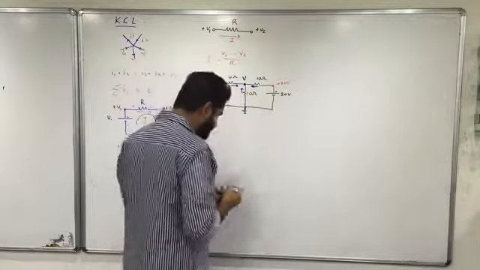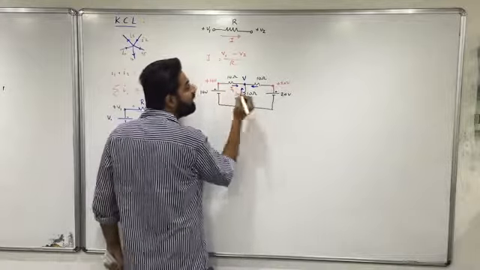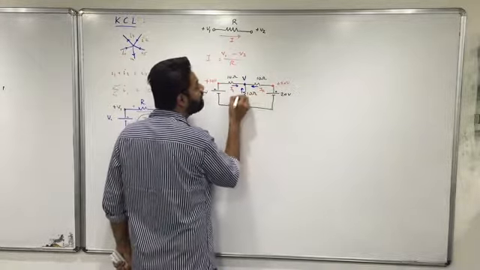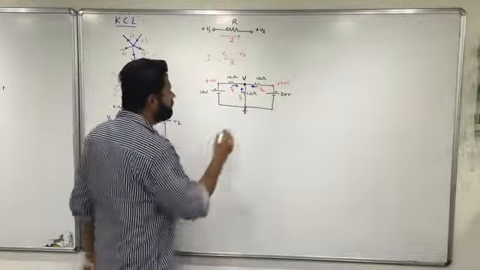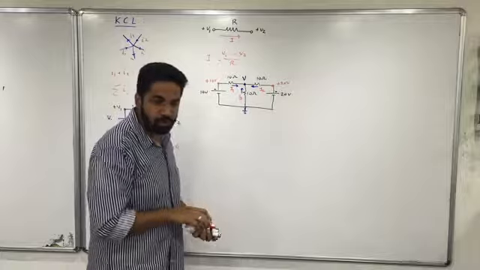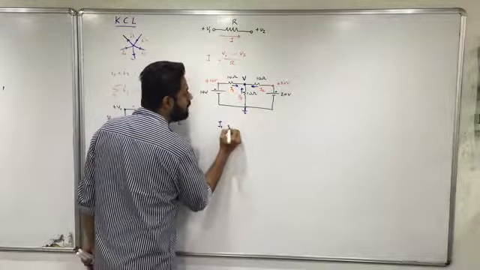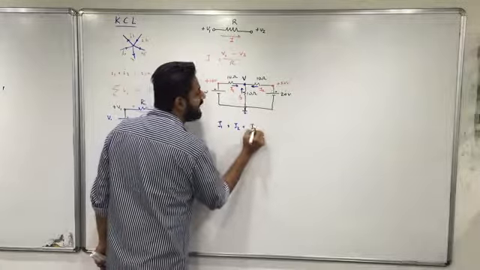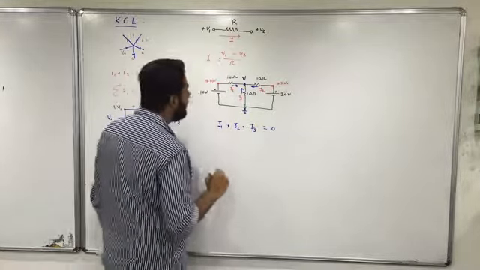So let's give some names to them. I have this as I1, I have this as I2, I have this as I3. Is it clear? Fine. Okay. So we'll say that all currents coming together, the addition becomes 0. So I'll be having I1 plus I2 plus I3 is equal to 0. Is it clear?